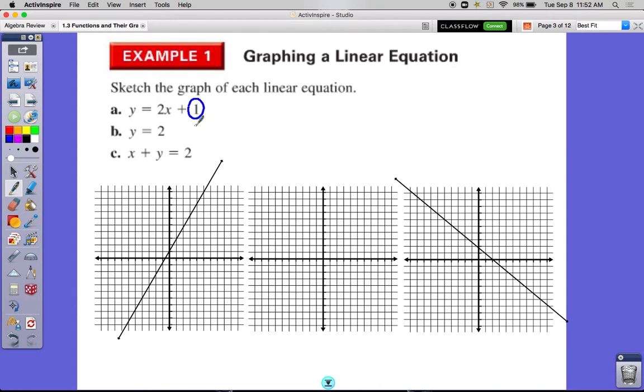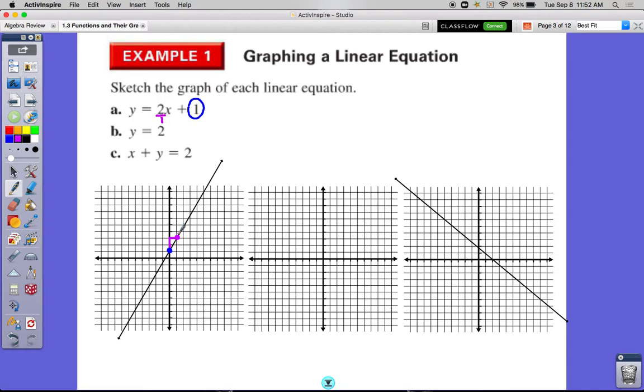So I'm going to go to my graph here, and where it crosses the y-axis at 1, I put a dot there. Then I look for my slope next. The slope is the number in front of x. The slope is 2. Now, 2 as a slope is really rise over run. We call that 2 over 1. So 2 over 1 means that from that point, I go up 2 over 1 and then place a dot there.